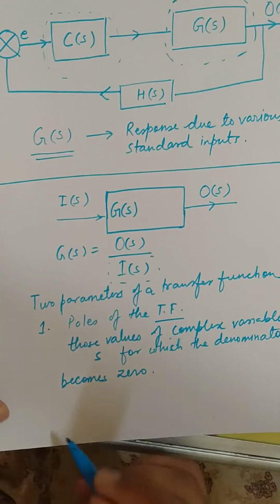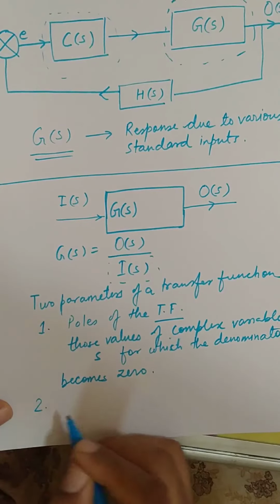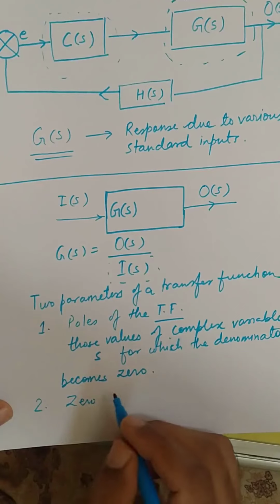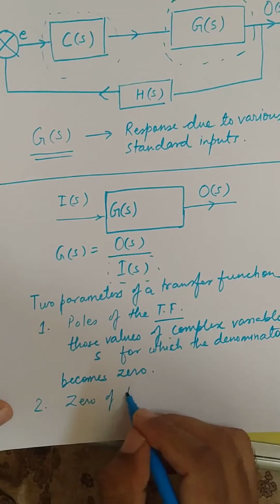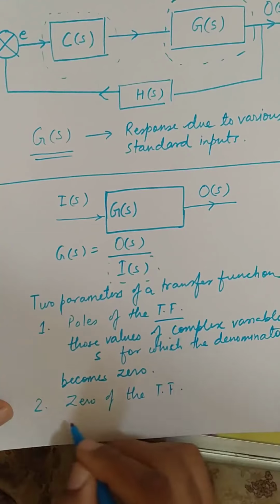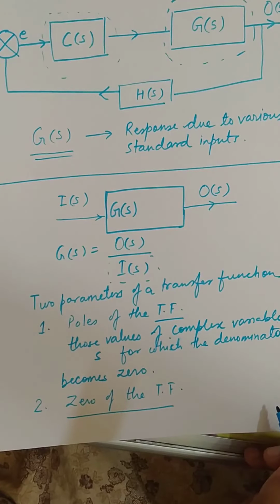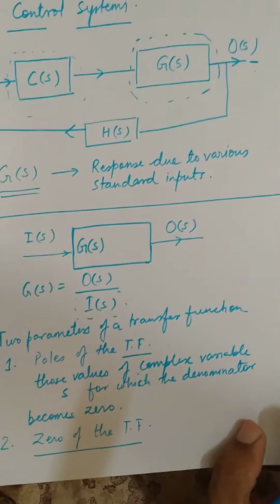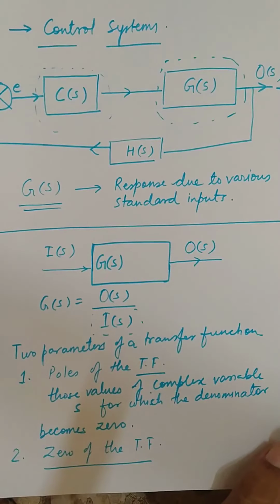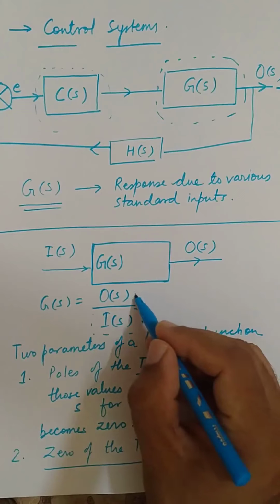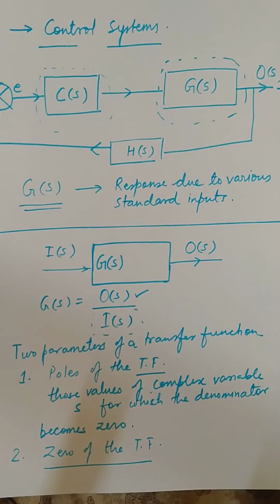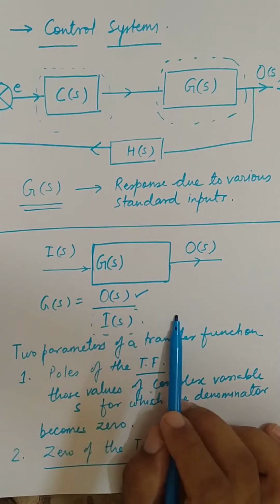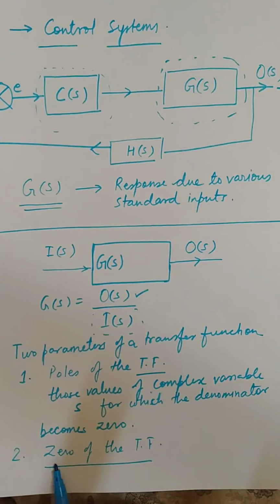The next important parameter is zeros of the transfer function. Zeros of the transfer function. And zeros of the transfer function are defined as those values of S, right? Those values of S for which the numerator of G(S) goes to 0. That is, those values of complex variable S for which the transfer function becomes 0. Those are called zeros of the transfer function. Right? Thank you. We'll continue in the next video.